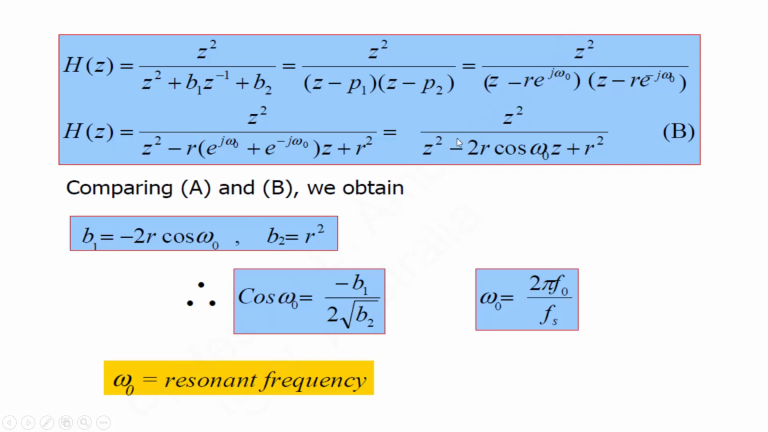Now this is after putting the values of the poles in the polar form and then expanding it into the rectangular coordinates. If you compare this expression of the transfer function with the general expression of the transfer function defined in terms of b1 and b2, you will be able to get the values of b1 and b2 from here. So b1 will be minus 2r cos omega 0, whereas b2 will be r square.